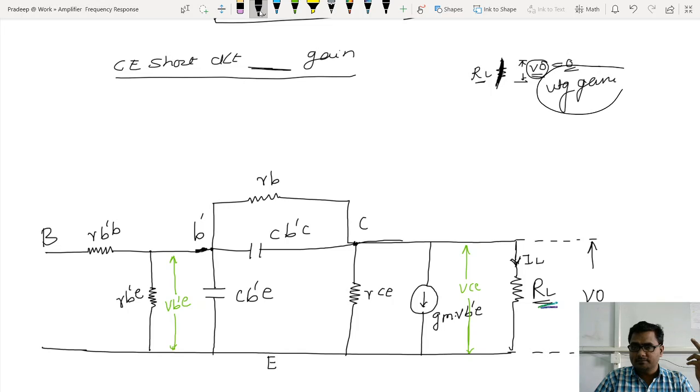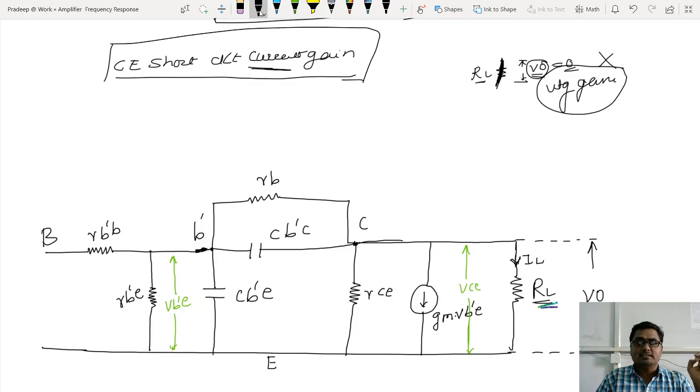If output voltage is not present, so why calculate voltage gain? There is no use, there is no point to calculate voltage gain. So that's why when you replace the load resistor with a short circuit, you must calculate current gain. Look at this. So this is the actual title that I have written, CE short circuit current gain.